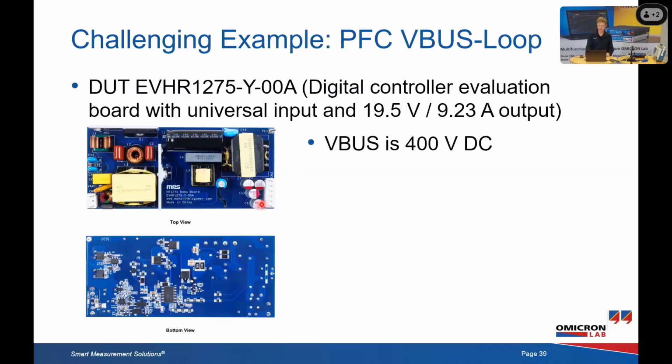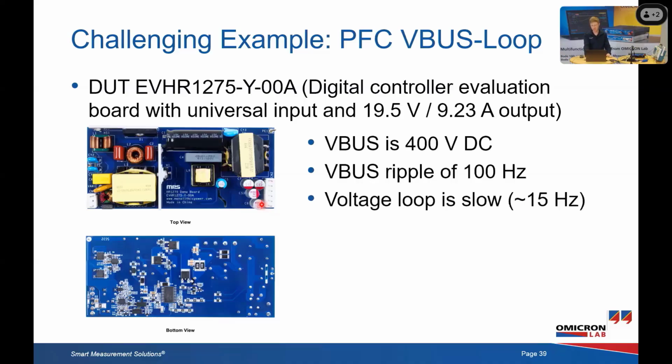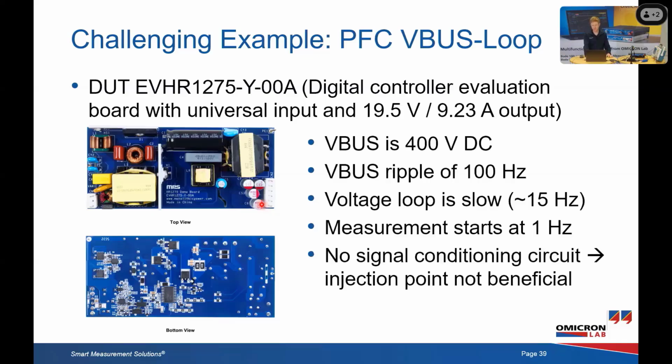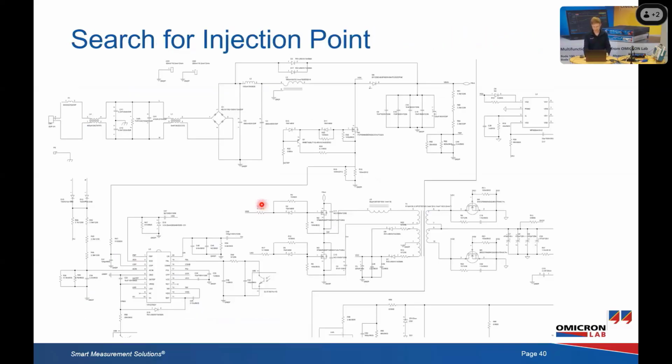So the bus voltage is 400 volts DC. It has a ripple of 100 Hertz, double the line frequency, a quite significant ripple. The voltage loop is slow, with only 15 Hertz crossover frequency. So we start the measurement at 1 Hertz. And we have no signal conditioning circuit, so the injection point is not very beneficial. So let's look at the injection point in the schematic.